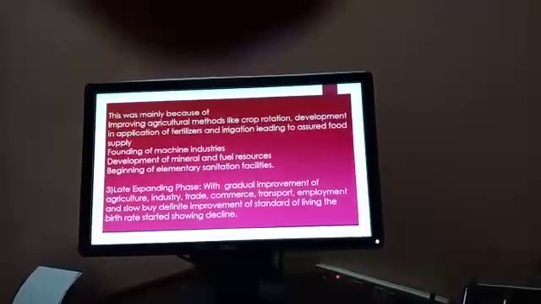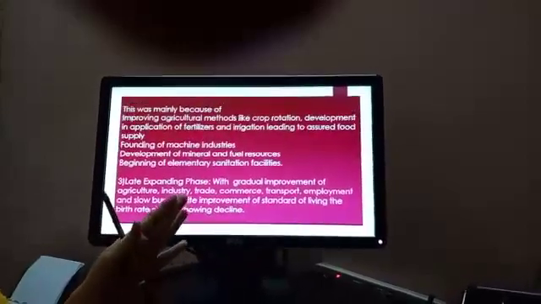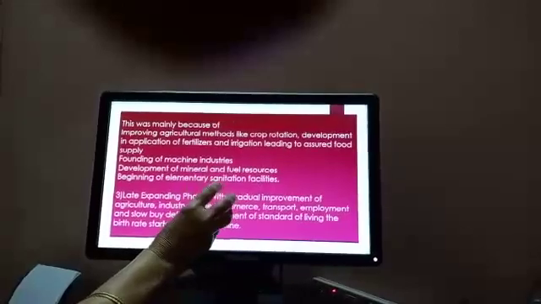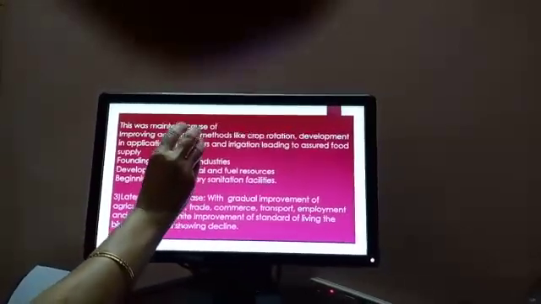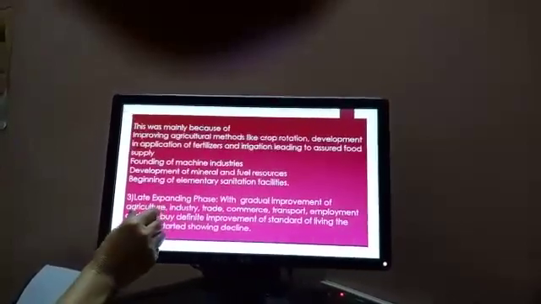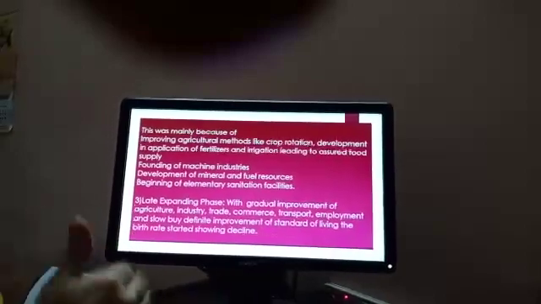Now come to the third phase, the late expanding phase. With gradual improvement of agriculture, the stage for the development of agriculture and industry was already set. This stage, the third stage, the late expanding stage, is a stage where this development was carried on further.